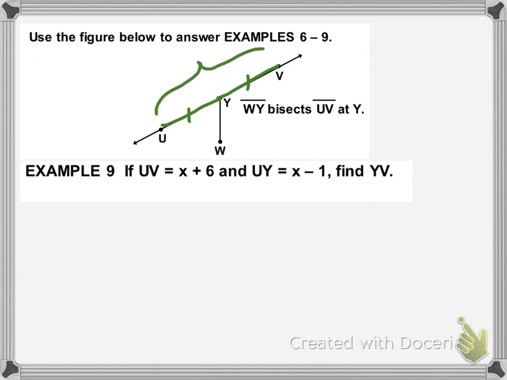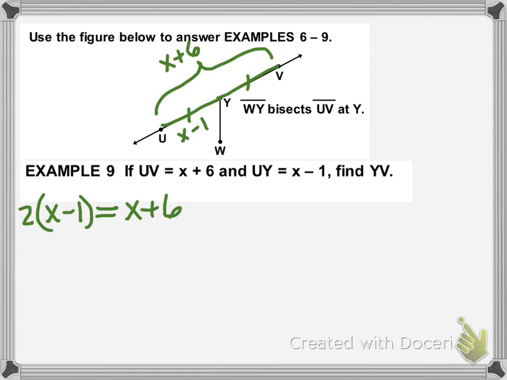Last one. UV, the whole thing, equals x plus 6. UY, which is half, is x minus 1. We need to find the length of the other half. So the relationship here is still UY equals YV. However, we don't have an expression for YV. We have two options here. We can say that if I have two UYs, so x minus 1 times 2, all right, basically 2 halves, that should equal the whole thing, x plus 6.